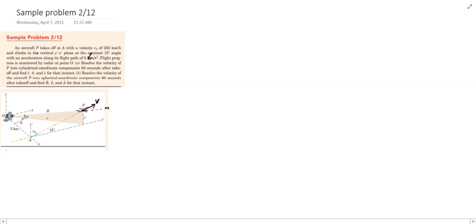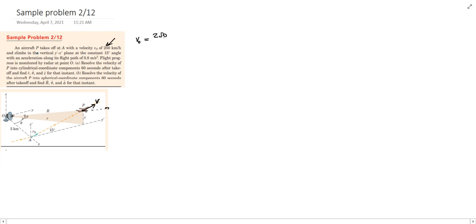So here we have a plane, and it is being observed by this tower O, this radar tower. So we want to find its coordinates in both cylindrical and spherical coordinates. The first thing we're going to do is convert this initial velocity into meters per second.